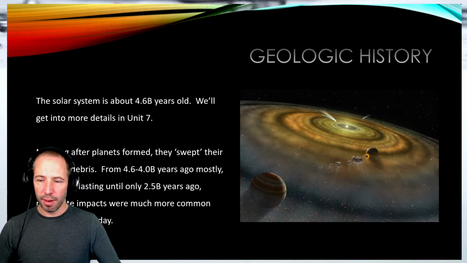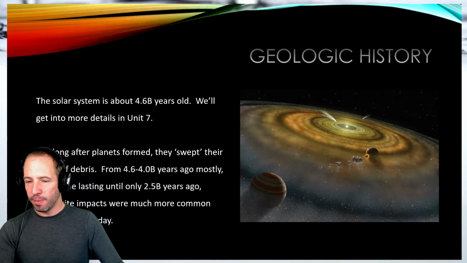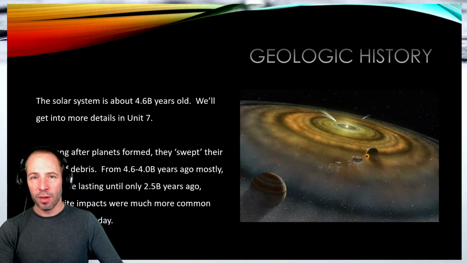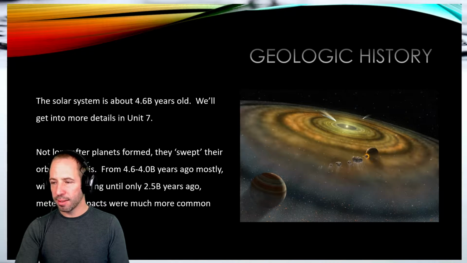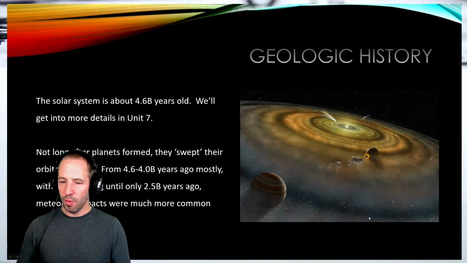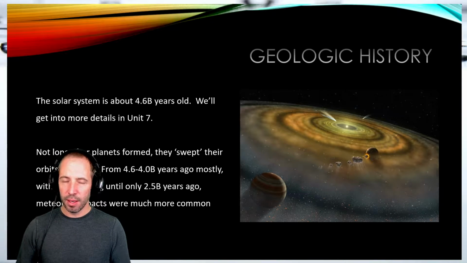They were getting pummeled all the time. Only by about 2.5 billion years ago was all the junk swept out. And now meteorite impacts are much less common, although they do happen from time to time still. There's still some random stuff here. So, idea number one, the solar system is very old.